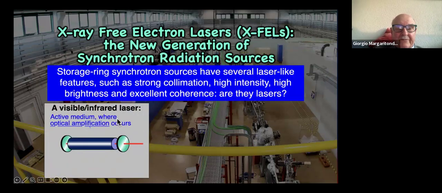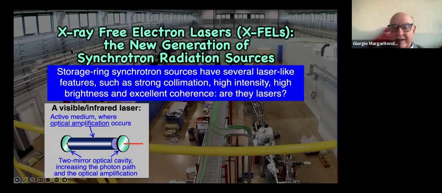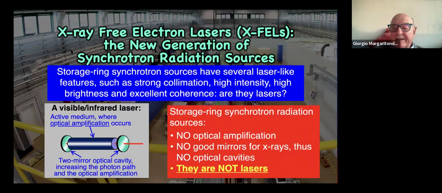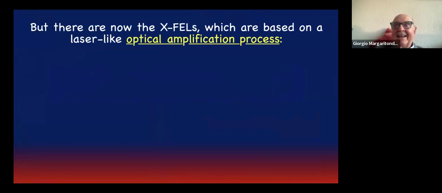Take a visible or infrared laser, you find there is an active medium and there is an optical cavity. And the optical cavity is forcing the photons to go back and forth. And there is what is called optical amplification. Now, in the case of storage rings, there is no optical amplification. There are no good mirrors for X-rays because there is no reflection. So you cannot build optical lasers. The answer, as I mentioned before, is negative. These are not lasers.